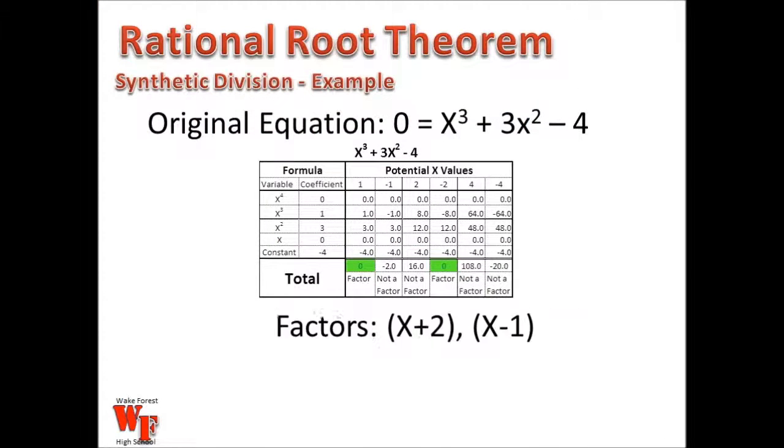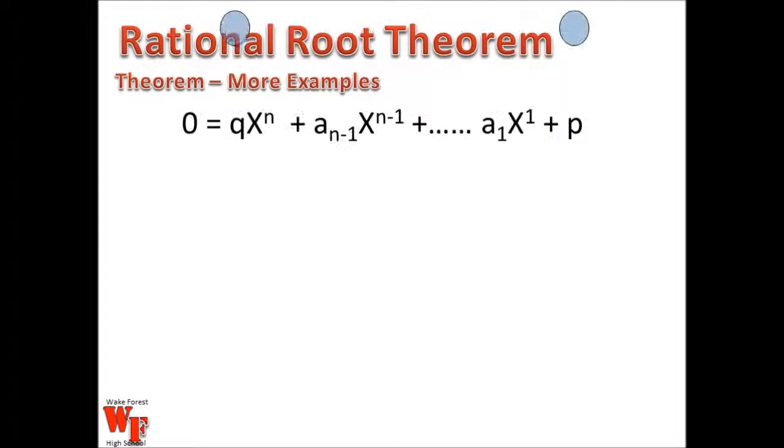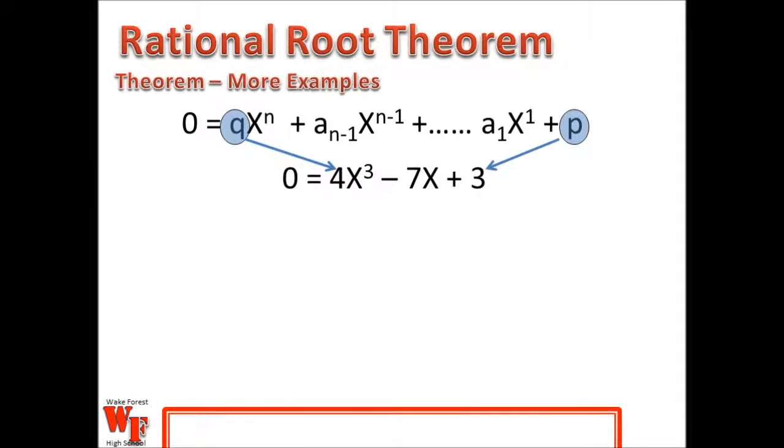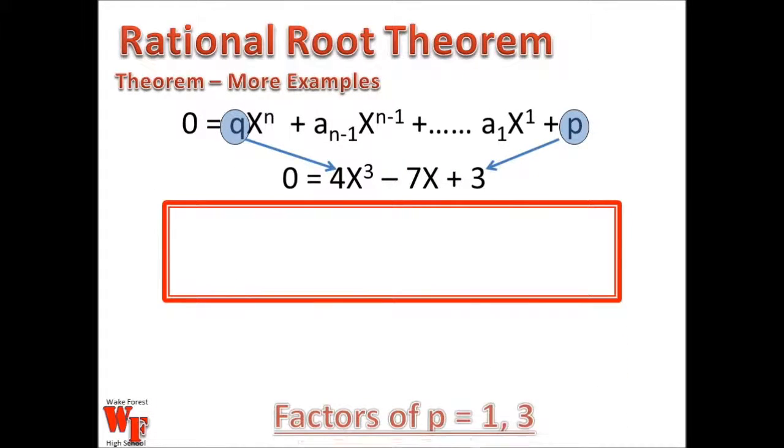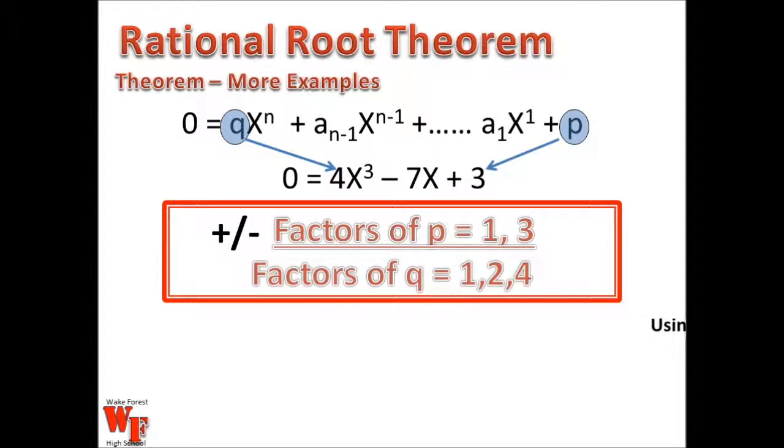Here we have a chart showing all the potential factors, and we see that 1 and -2 are in fact factors of this equation. Here is another example where p is 3 and q is 4. The factors of p would be 1 and 3, and the factors of q would be 1, 2, and 4.